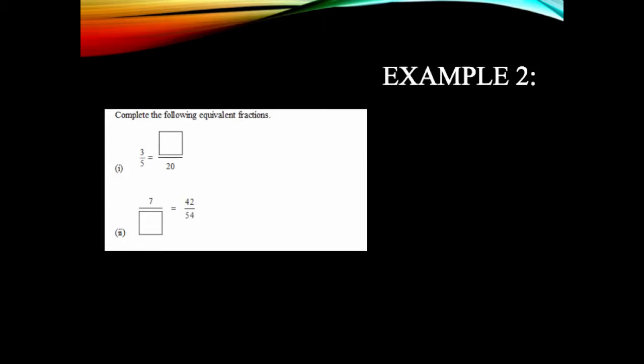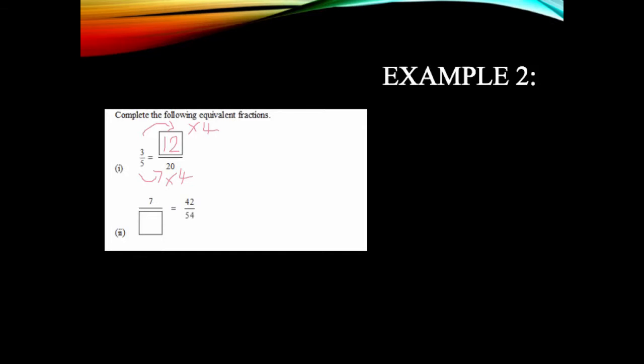In this next example then, we're going to have a go at completing the following equivalent fractions. The first question says 3/5 is the same as something over 20. So what are we doing? Well, we are thinking, what can I times 5 by to get to 20? If we times 5 by something, we get to 20, and whatever that is, we're going to do exactly the same to the top as well. Well, 5 times 4 is 20, so I must do the same to the top of my fraction to keep these things balanced. So 3 times 4 is 12. So an equivalent fraction of 3/5 is 12 over 20.